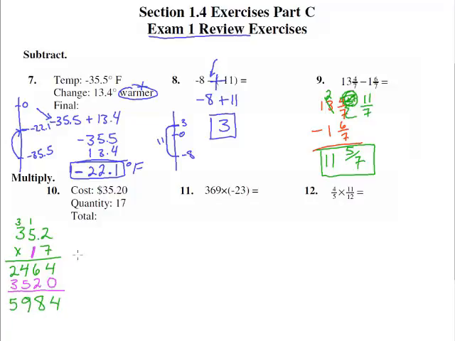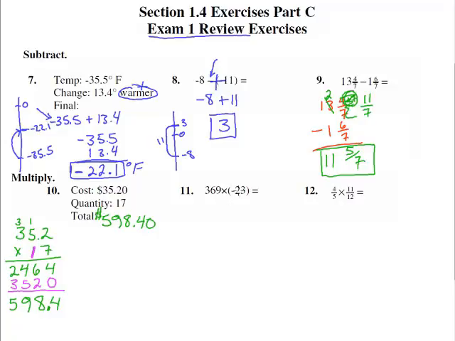And we look to see how many decimal places up here, and it looks like there's just one. So that's 598.4. So the total is 598.4. And our answer is in dollars. So we could add a zero there and say $598.40. All right, number 11.